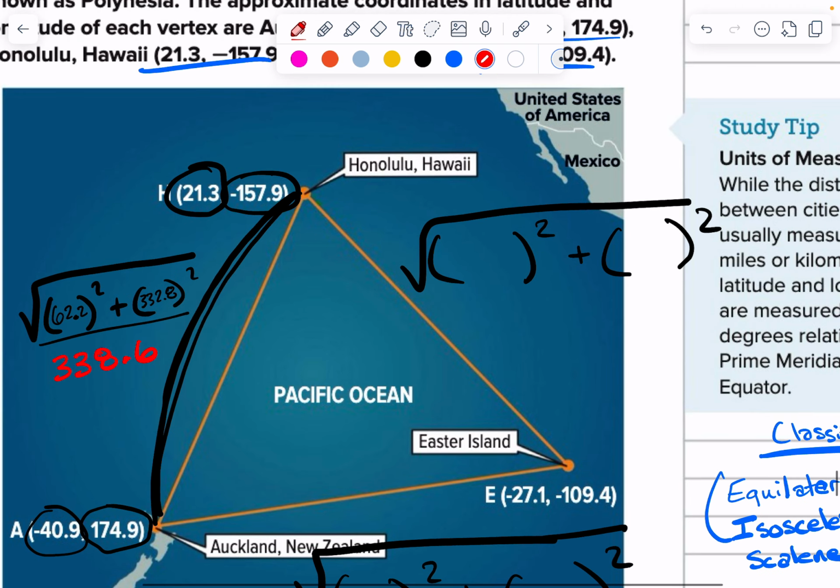All right, and I'm going to do the other side. So I'm looking at the distance between 21.3 and negative 27.1. And that is 48.4, I believe. Okay? Now I'm looking at the distance between this guy and negative 109.4. And that is going to be, I'm going to do some math in my head, 57 minus 9 is 48.5. Yeah. Okay, so 48.4 squared and 48.5 squared.